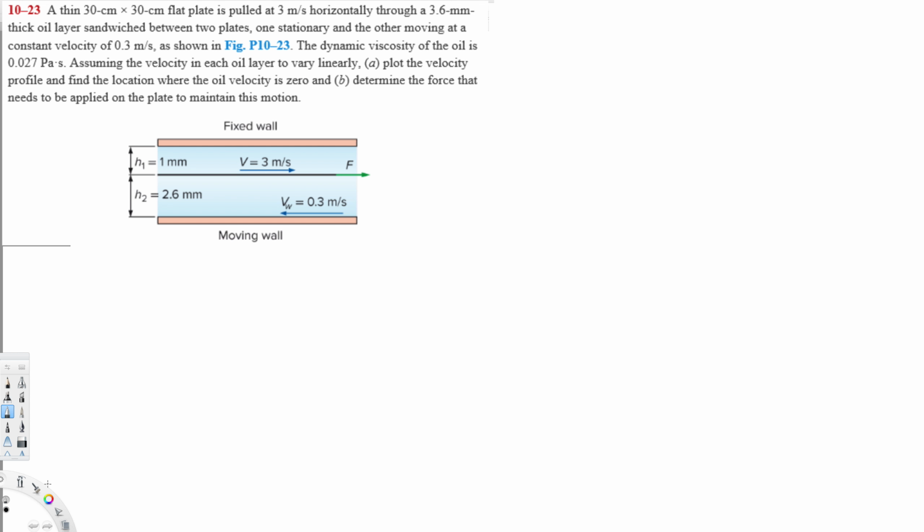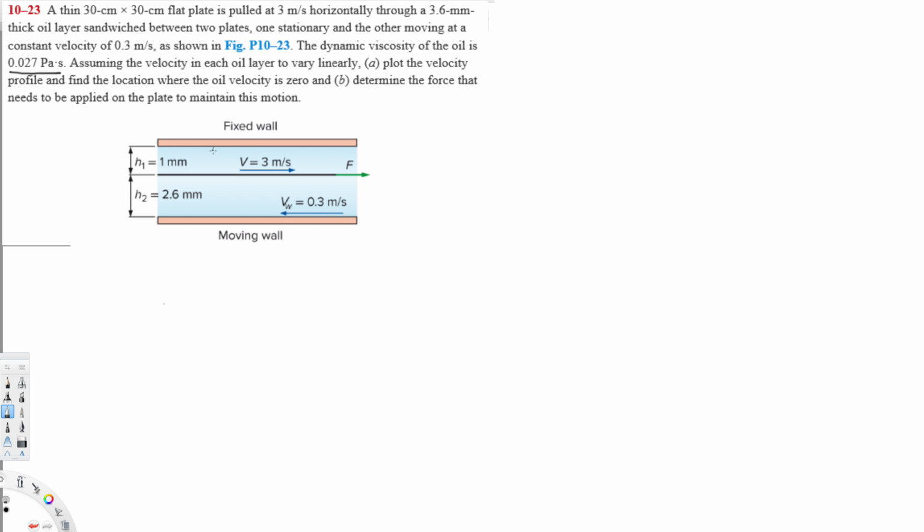Let's do this problem right here. The question is asking: a thin 30 centimeter times 30 centimeter flat plate is pulled at 3 meters per second horizontally through a 3.6 millimeter thick oil layer sandwiched between two plates, where one is stationary and the other is moving at a constant velocity of 0.3 meters per second, as shown in the picture. The dynamic viscosity of the oil is 0.027 pascal seconds, and the first question is asking to plot the velocity profile and find the location where the oil velocity is 0.